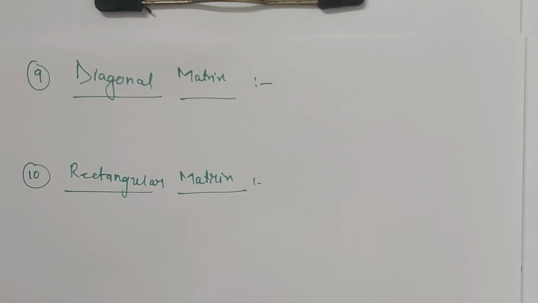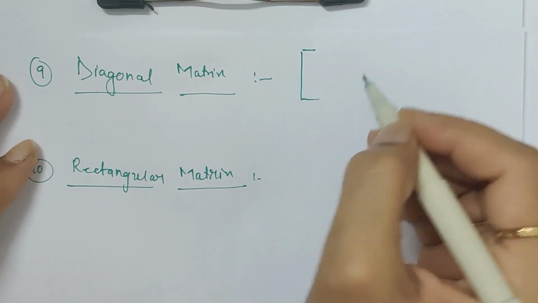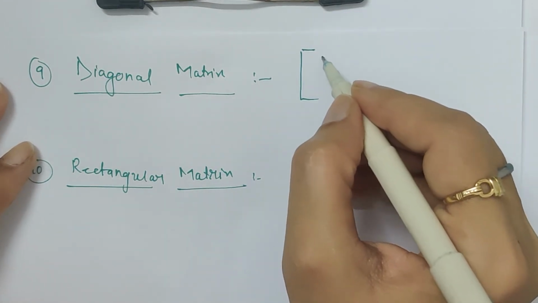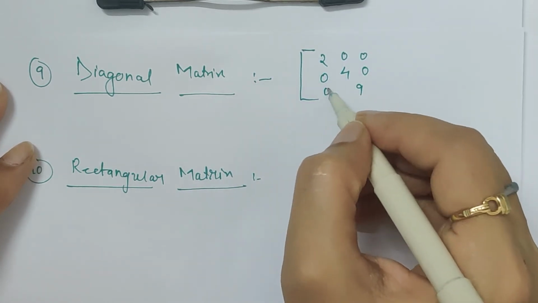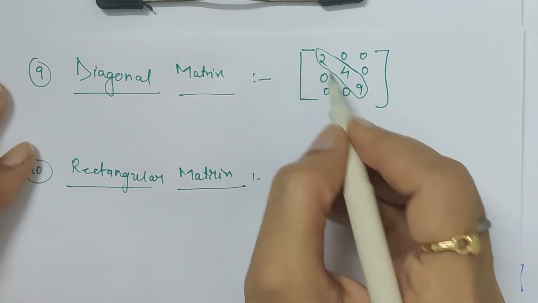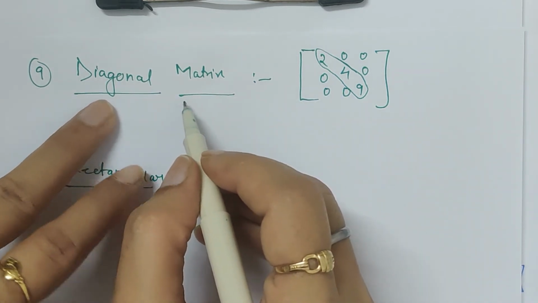Now let's see diagonal matrix. Diagonal matrix is a matrix that contains non-zero elements at its principal diagonal and the other elements are 0, like 2, 4, 9, and the other elements are 0. This is called diagonal matrix. We can have any non-zero entries over here, but the other entries are 0. That matrix is called diagonal matrix.